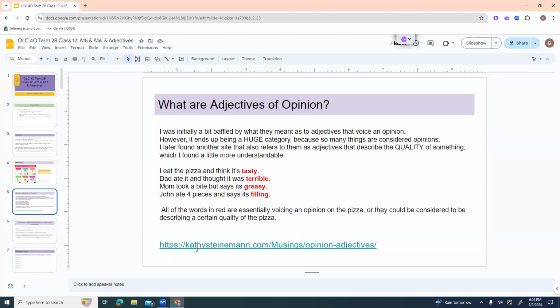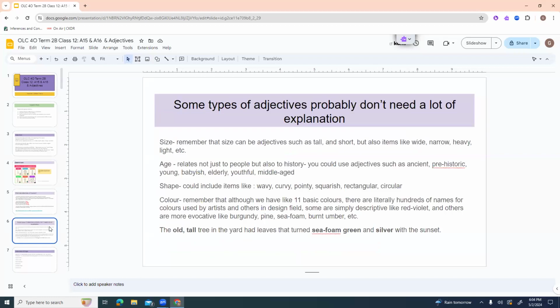If you want to check out Kathy Steinman's site, she has some more interesting stuff on adjectives. I'm going to just kind of go through a little bit here. Some types of adjectives don't need a lot of explanation. Like if we talk about size, remember that size can be adjectives like tall and short, but it can also be things like wide, narrow, heavy, light, all those kind of sizes too.